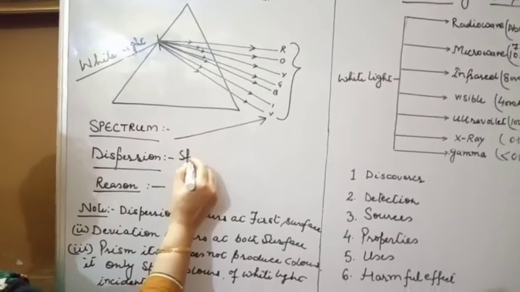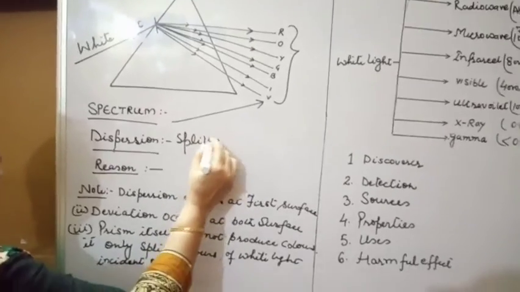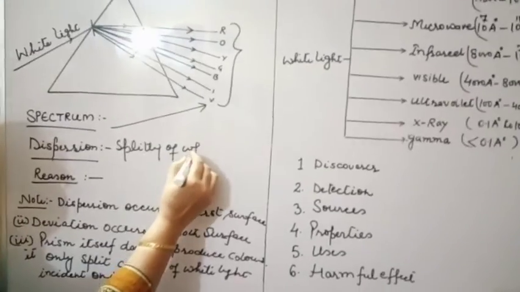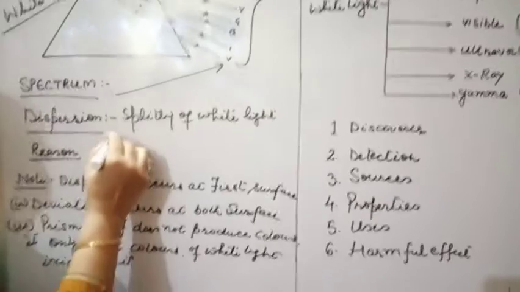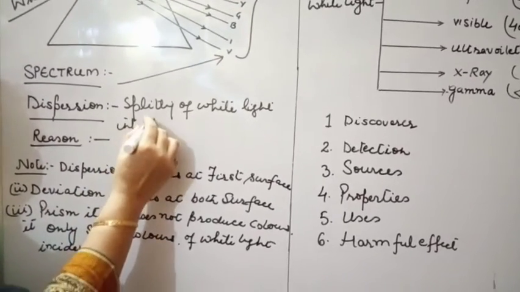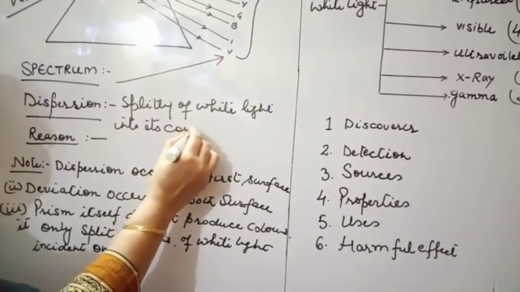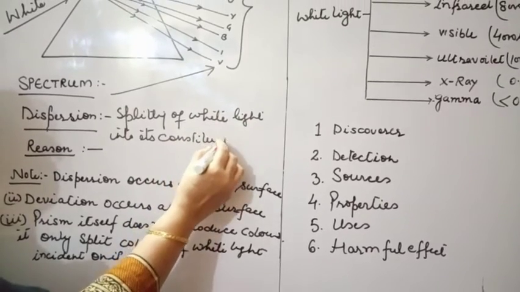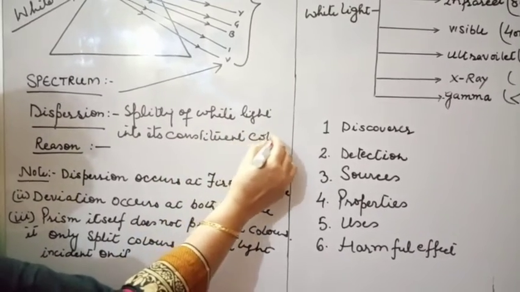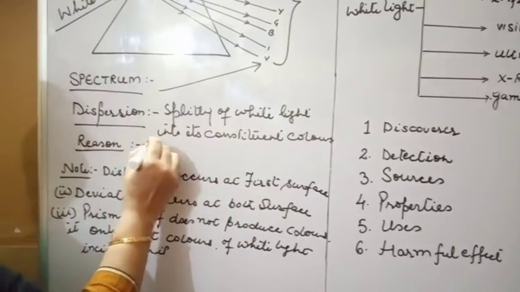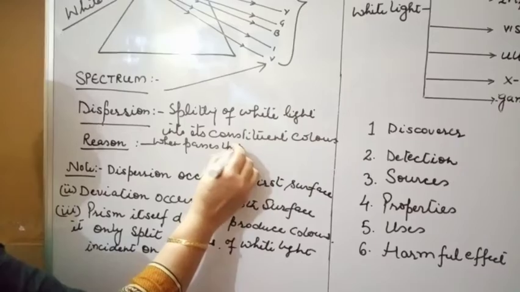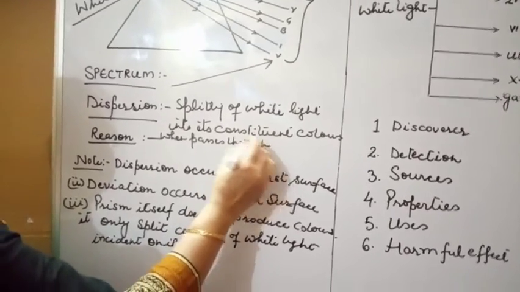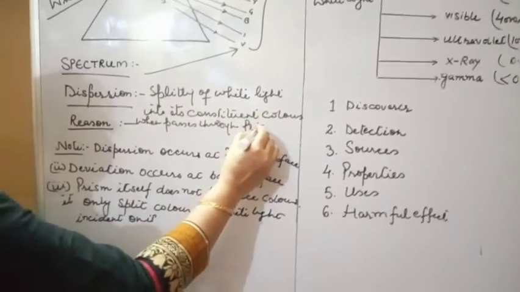So the splitting of white light into its constituent colors when it passes through a prism, that is called dispersion.